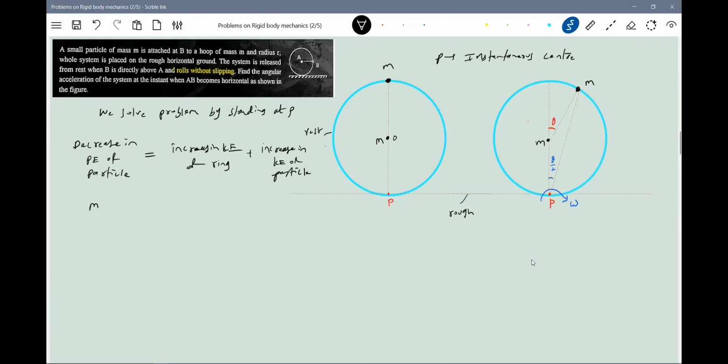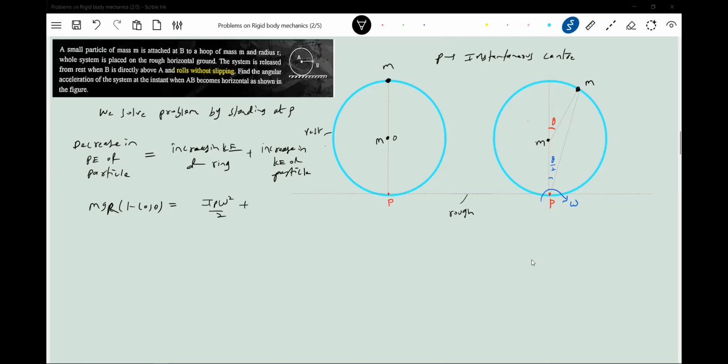Decrease in potential energy: this will become mgr(1 minus cos theta), equal to the increase in kinetic energy of the ring, I_P omega square by 2, and that of the particle. Torque equals I alpha. Again, you have to solve for friction. Increase in kinetic energy of the particle: what is the angular velocity? All points should have the same angular velocity. So therefore, the same expression will be put.